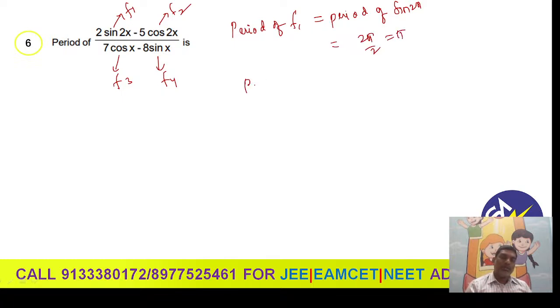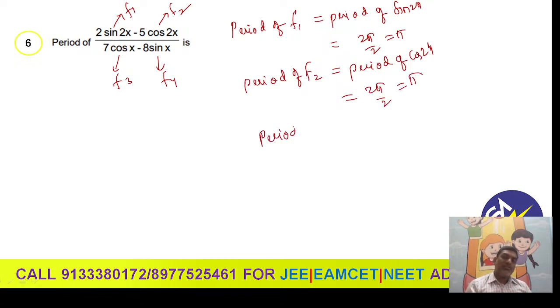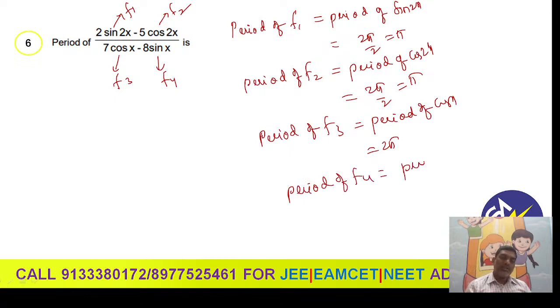It is pi. Then next, period of f2. Period of cos 2x. What is the period of cos 2x? It is also 2 pi by 2, that is pi. Next, period of f3. F3 is cos x. So what is the period of cos x? The period of cos x is 2 pi. Next, period of sin x. Period of sin x is also 2 pi. So we got the period of f1, f2, f3 and f4.